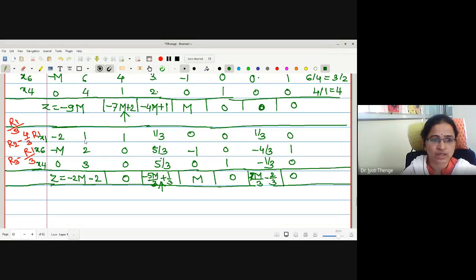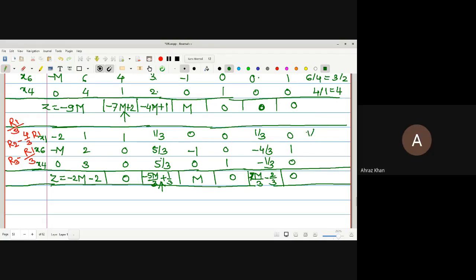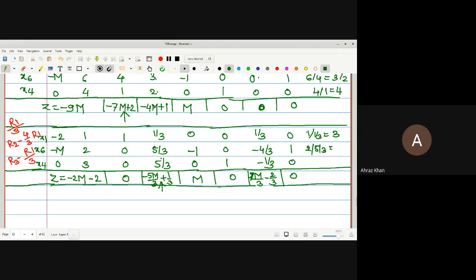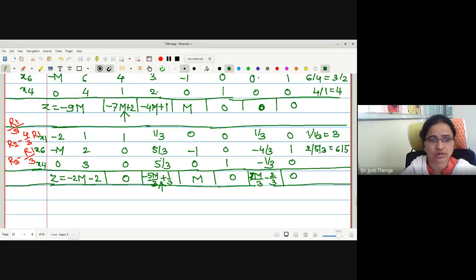Okay. For this, all the entries are positive in this column. Therefore, all the 3 values are going to exist. First value is 1 upon 1 by 3. 1 upon 1 by 3, it is 3, no? Yes, ma'am. 1 upon 1 by 3, this is 3. Next, 2 upon 5 by 3. 6 by 5. 6 by 5, good. And 3 upon 5 by 3? 9 by 5. 9 by 5.